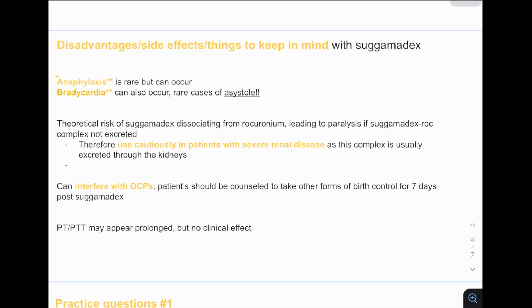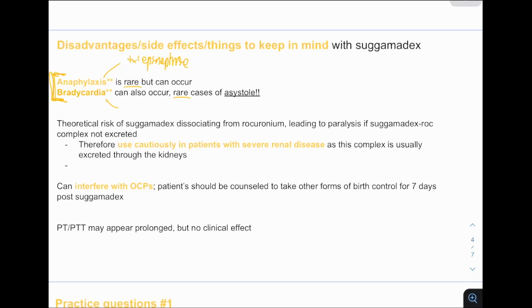Now, the first two are highly tested, and that is anaphylaxis and bradycardia. And even though these two things are very rare, they do happen, and you need to be ready in case they do happen. So, if a patient gets anaphylaxis soon after getting Sugammadex, obviously the treatment choice is you want to give epinephrine, bronchodilators, things to combat the anaphylactic reaction.